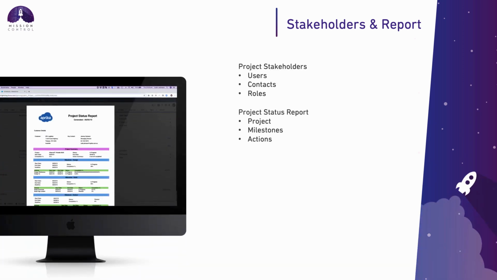So we've introduced a new object as a child underneath the project called Project Stakeholders. Ultimately, this allows you to associate people to the project purely from a visibility point of view of what involvement they have in the project. The project stakeholder can be linked to a user, a contact, or a role, and ultimately the main benefit of using the stakeholders is you're also able to distribute a weekly status report to those stakeholders. So that status report will give a summary of where you're currently at with the project, the milestones, and the actions.